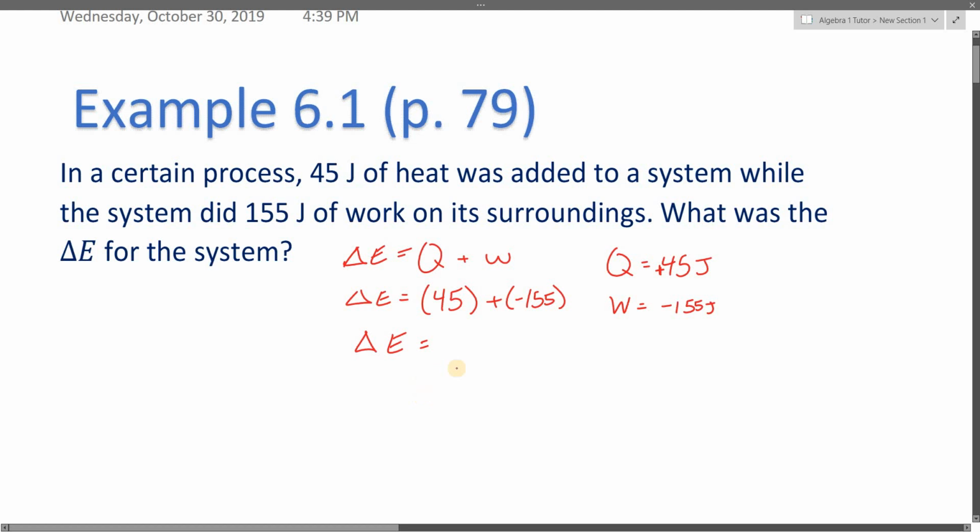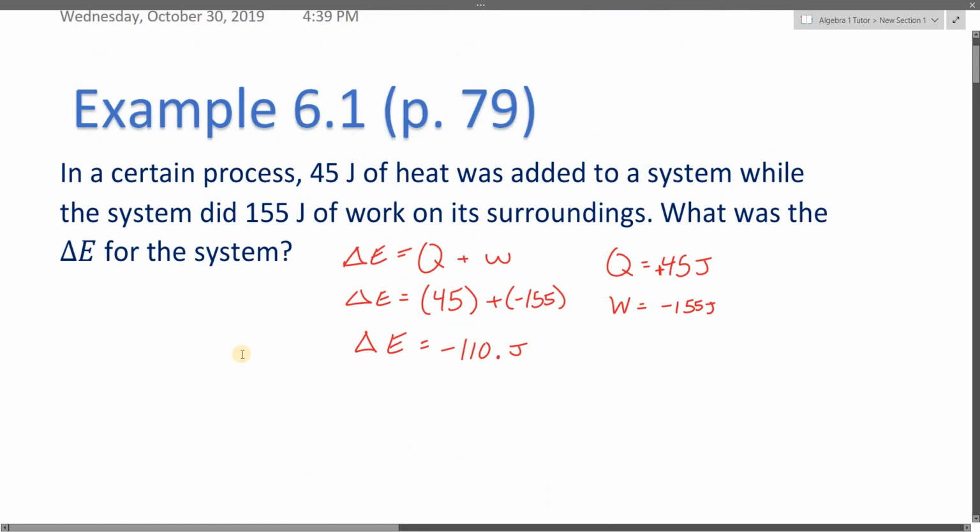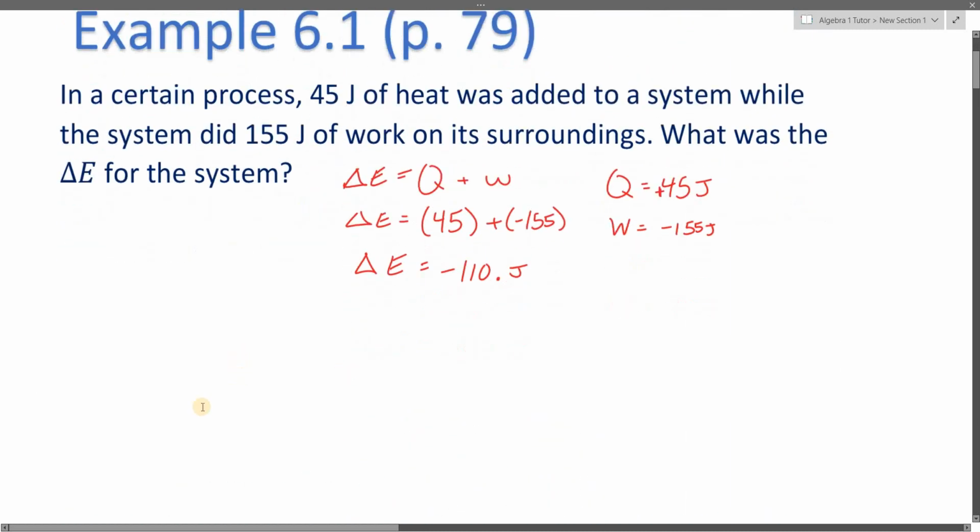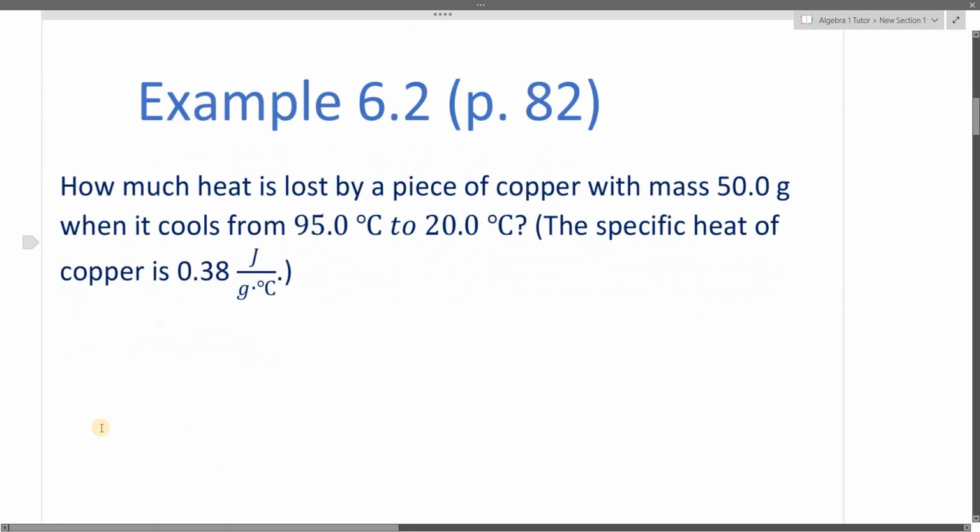Negative 110, of course, these are accounting for significant figures. So 110, so 3 sig figs, joules. And so there is our final answer there. Let me clean that up for you. So there's our final answer for example 6.1. From there, I'll give you a second to look at that, pause the video if you can. And then from there, we're going to look at example 6.2.